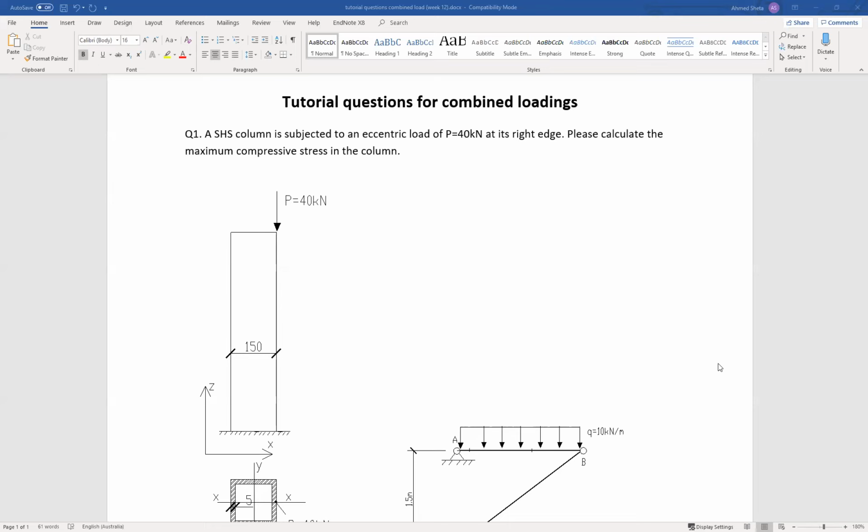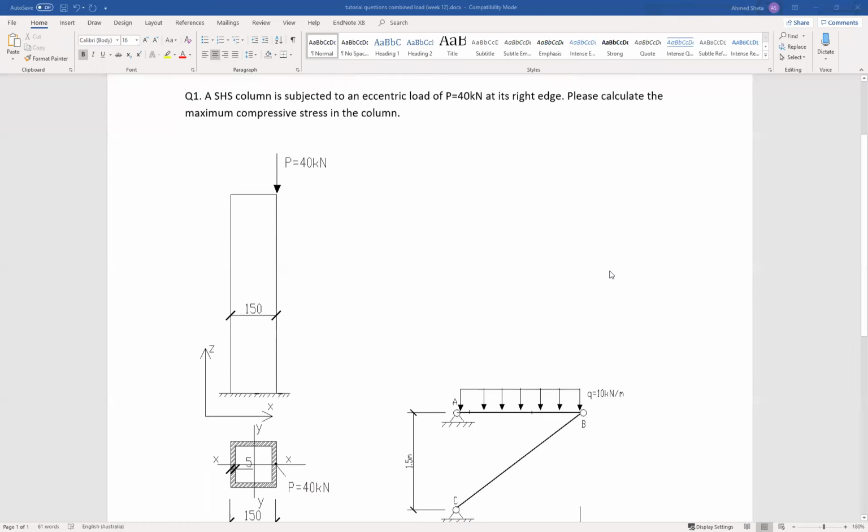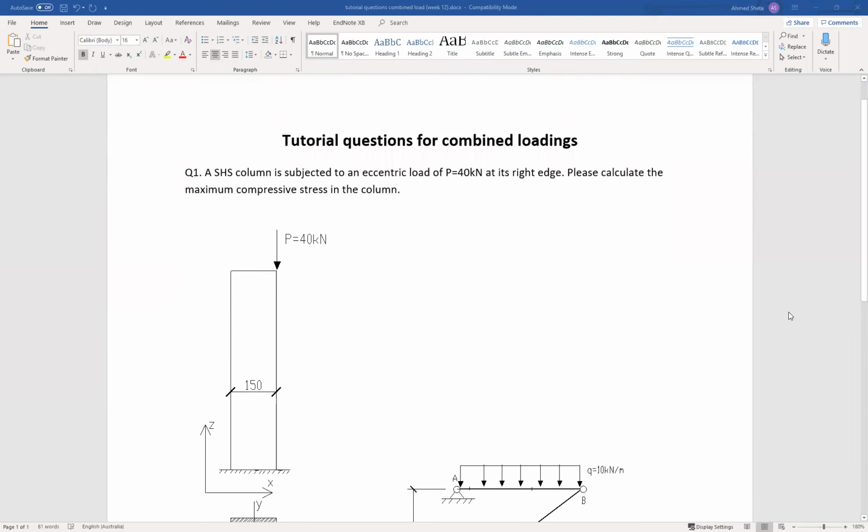Okay, thanks, Tony. So today we will start our tutorial with a tutorial question for combined loadings. We have two questions today. This is the first one.